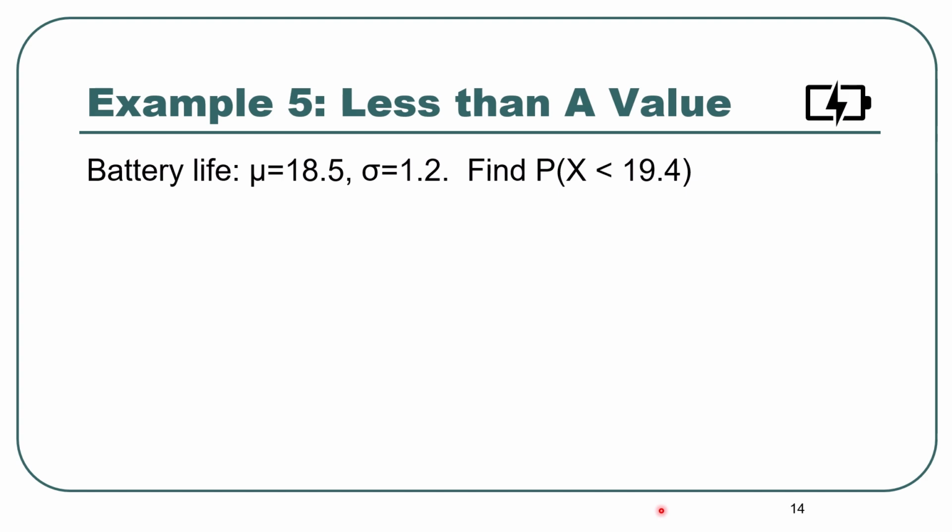So let's tackle this example. Battery life is normally distributed with a mean of 18.5 and a sigma, or standard deviation, of 1.25, and we want to find what is the probability that a battery lasts less than 19.4 hours. The first step is to go ahead and convert this x to a z using our z-score. So let's do this together.